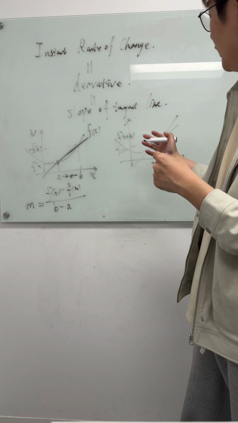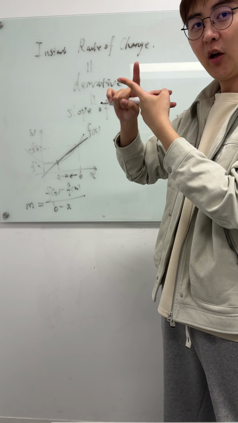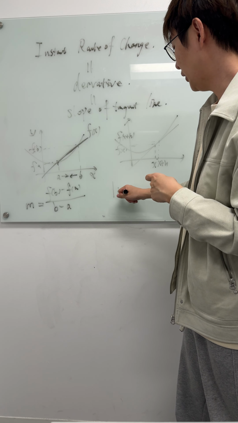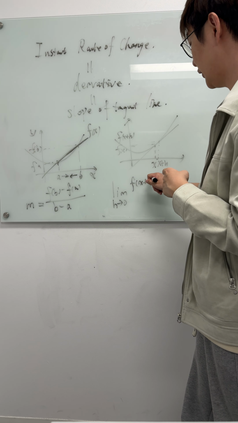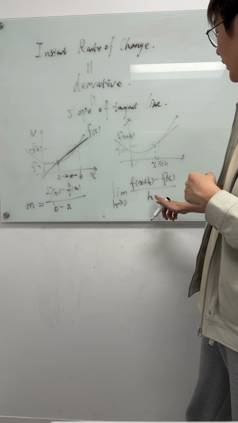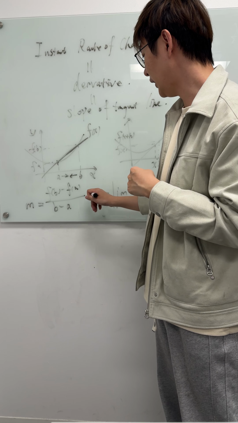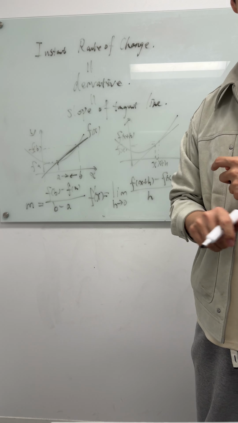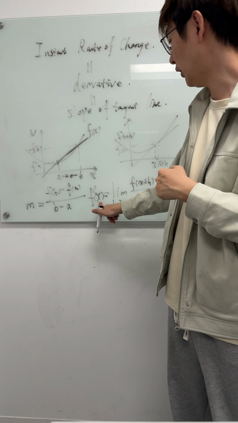To get the slope at this point, if these two points are close enough until they become the same point, then what do you have for the slope? The slope formula becomes like this: the limit as h goes to 0 of (f(x plus h) minus f(x)) divided by h, right? That is the tangent line slope. We also define this as the derivative of the function. This is the limit definition of the derivative.